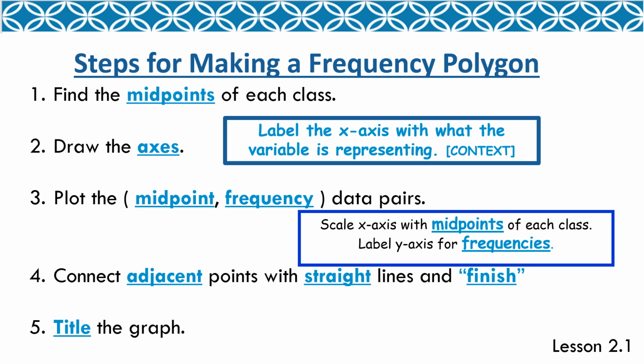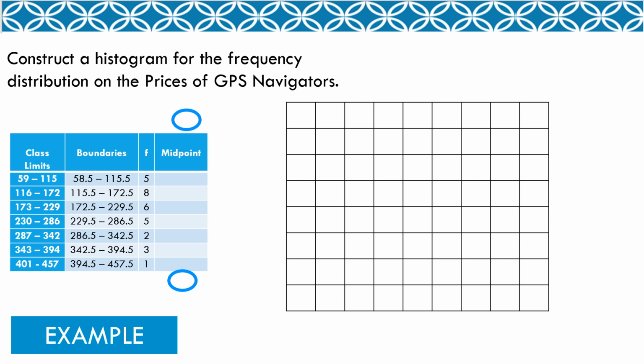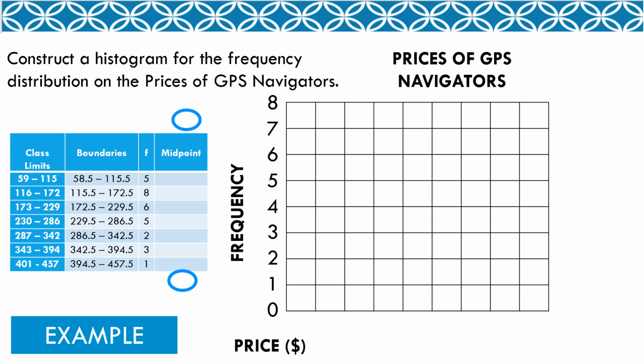Scale the x-axis using midpoints and label your y-axis for frequencies. We are going to connect adjacent points with straight lines, and we need to finish it off, and I'll explain that in just a minute. And don't forget a graph title. So here's our data. This time we need to calculate our midpoints. We already did that on a previous slide. There are our labels again and our frequencies. We've used those in the past. But we need to find our midpoints to scale our horizontal axis. So here are all the midpoints that we got in a previous slide.